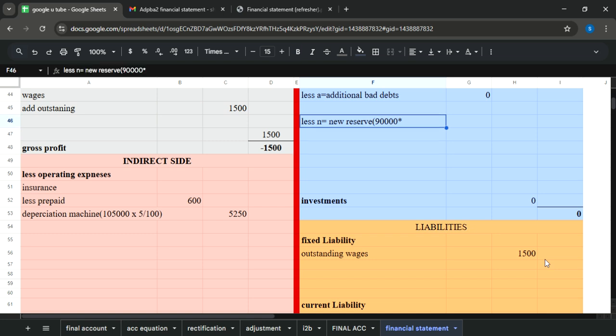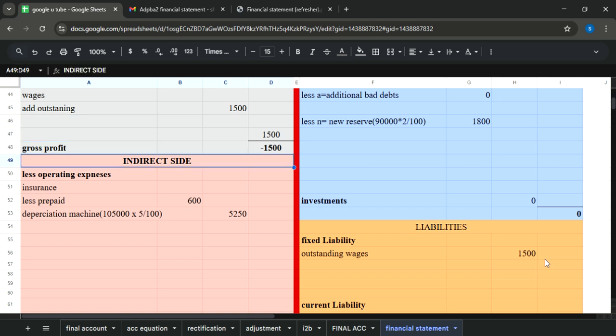Okay, so here to multiply by 2 divided by 100. In this way new reserve would be calculated. What we are going to do, 90,000 was amount of debtor after additional bad debts, then you have taken 2%. So in this way N is also calculated.